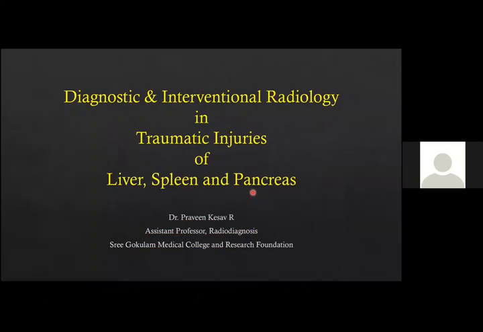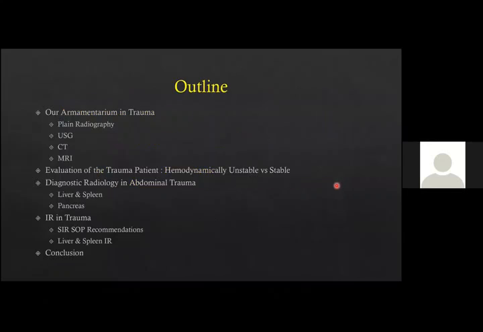So today we'll be talking about the diagnostic and interventional radiology part in traumatic injuries of liver, spleen, and pancreas. The outline of today's talk is going to be a brief introduction about the armamentarium that we have in trauma. Then the evaluation of the trauma patients based on whether the patient is hemodynamically unstable or stable, followed by diagnostic radiology in abdominal trauma in evaluation of liver, spleen, and then pancreas.